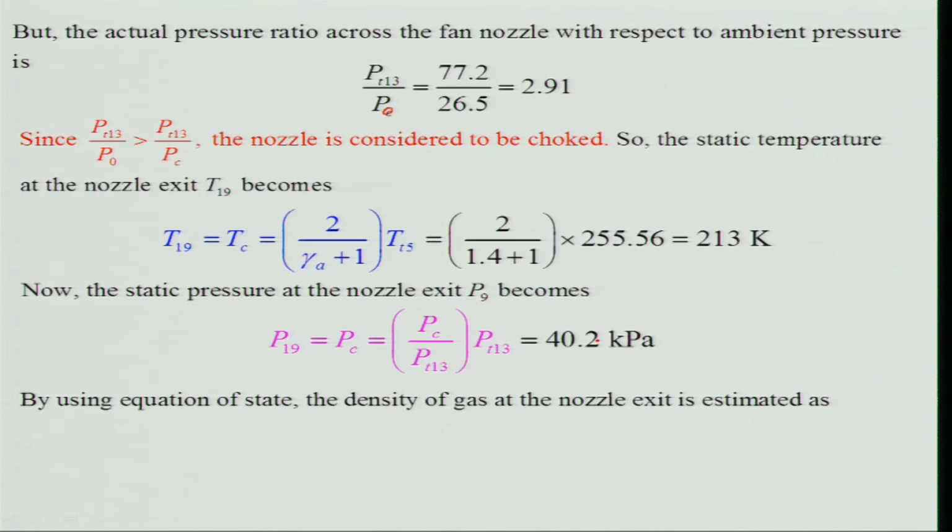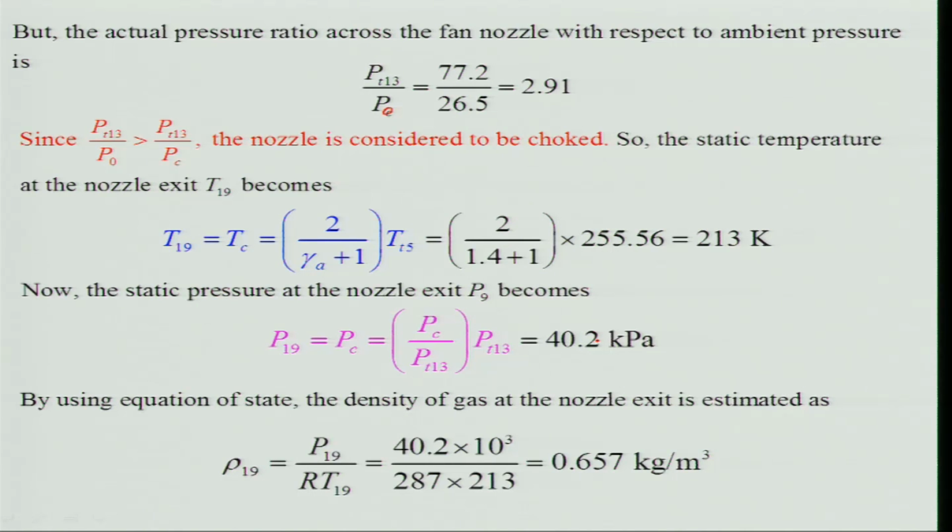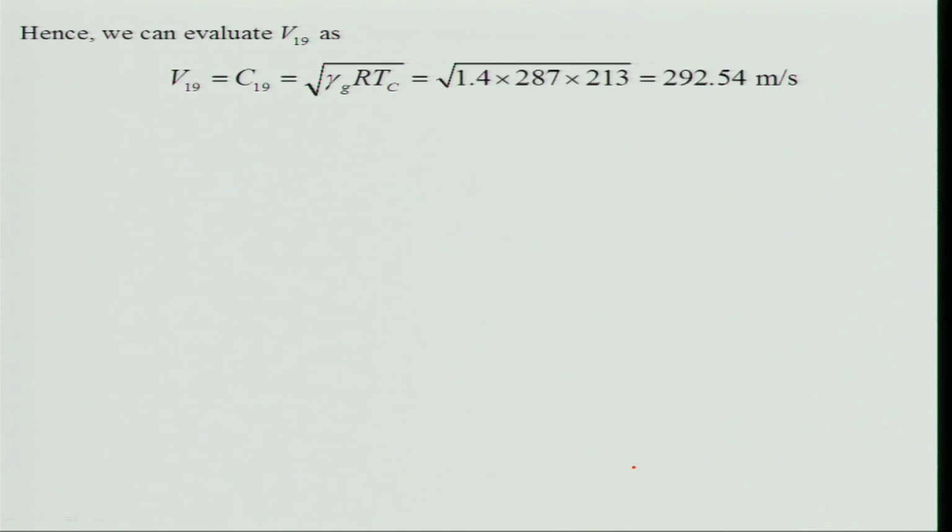By using the equation of state, the density of gas at the nozzle exit can be determined, because you know P19 and you know T19. Substitute those values and you will get this. Similarly, we can find out V19, which is the same as the speed of sound, and here again this will be the square root of gamma a R Tc. You will put 1.4, 287, 213, and that is 292.54. If you substitute these values, you will get it.